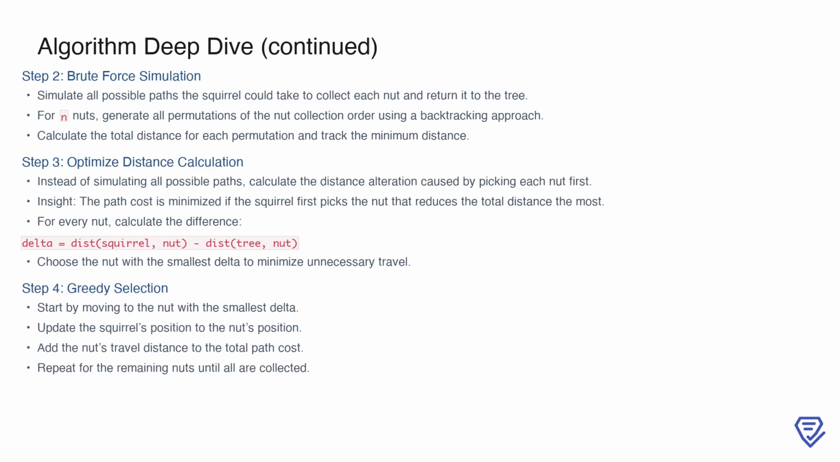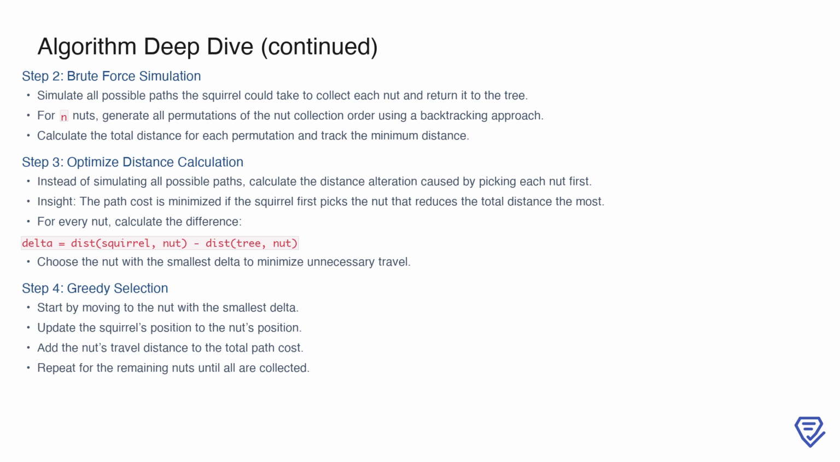Now that we understand the distance calculation, let's explore different approaches to solve the problem. First, in a brute force simulation, we can generate all possible paths the squirrel could take to collect the nuts in different orders. For n nuts, this involves generating all permutations of the nut collection order, then calculating the total distance for each permutation. While this guarantees the optimal solution, the factorial time complexity makes it infeasible for larger inputs.